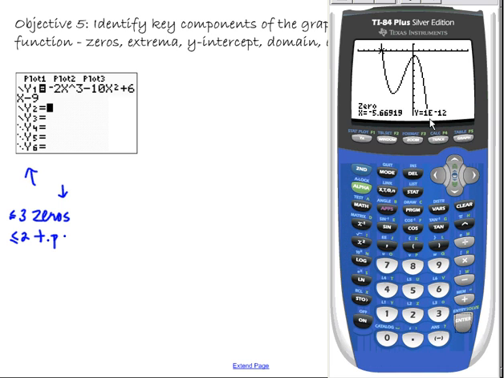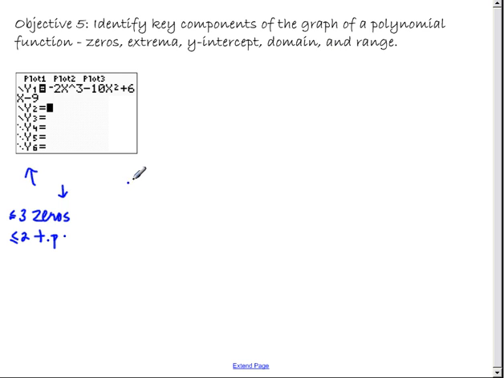Okay, so now notice this 1e to the negative 12. Remember scientific notation? That means 1 times 10 to the negative 12, which is 0.000000000, really 11 zeros, 1. So roughly that is 0. So don't let that freak you out. So the zero is negative 5.67 if we round it.